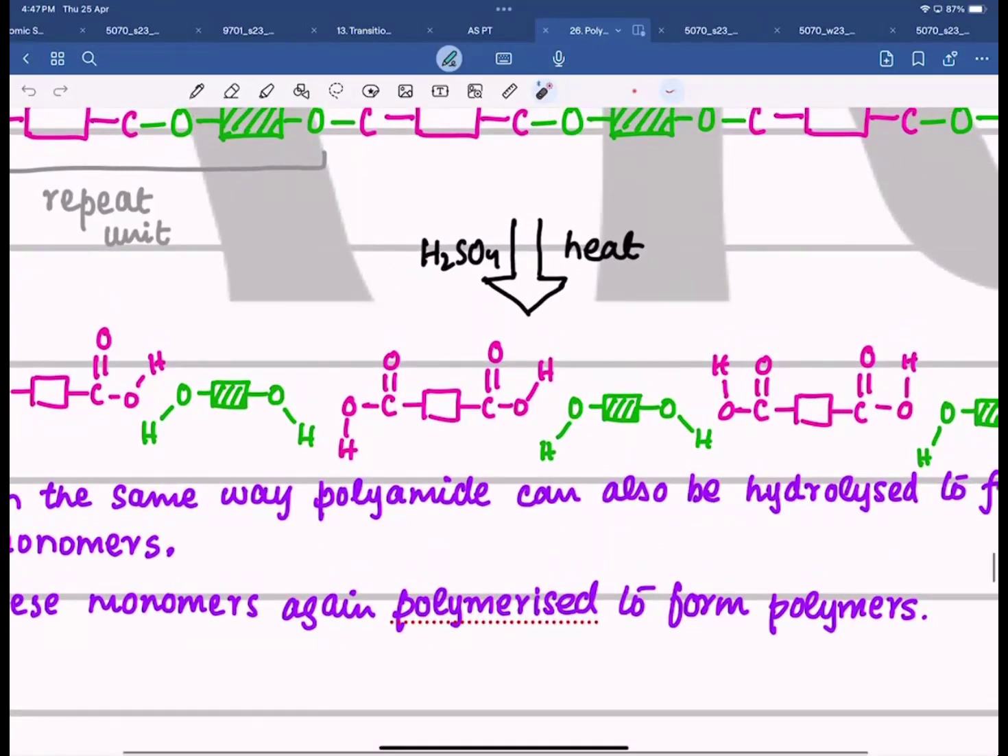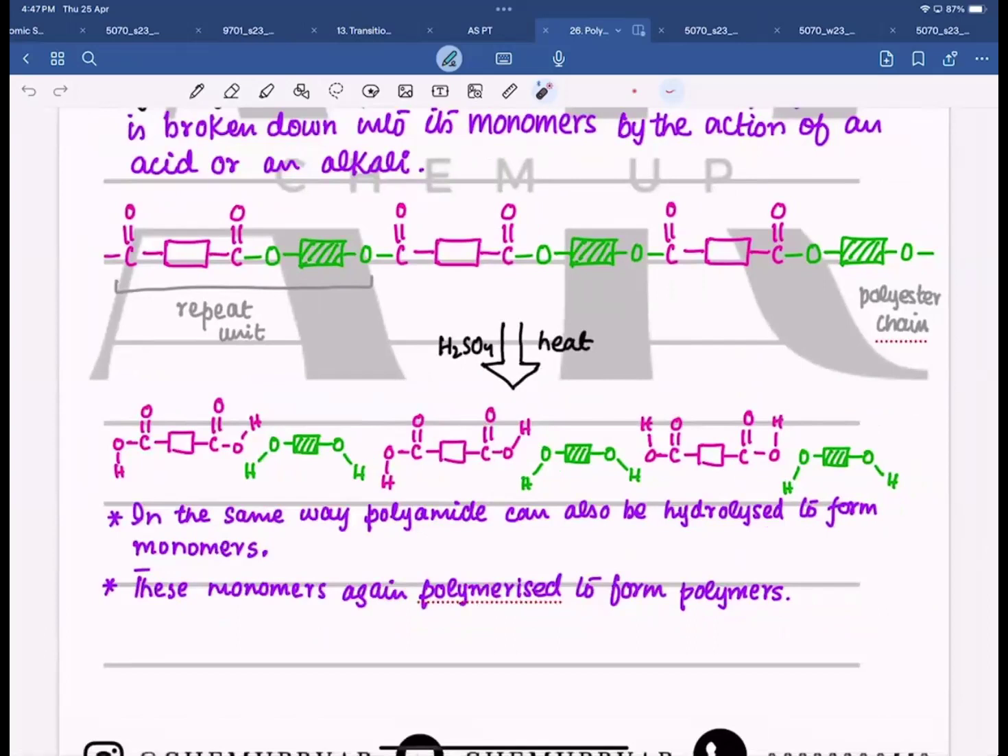Sir, are plastics polyamide? Plastics are usually addition polymers. That's why they are non-biodegradable. And only PET is the plastic which is biodegradable, which is degradable. And it's a polyester. Polyamides are nylon and protein.